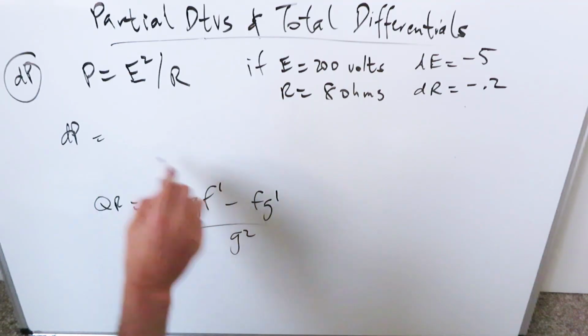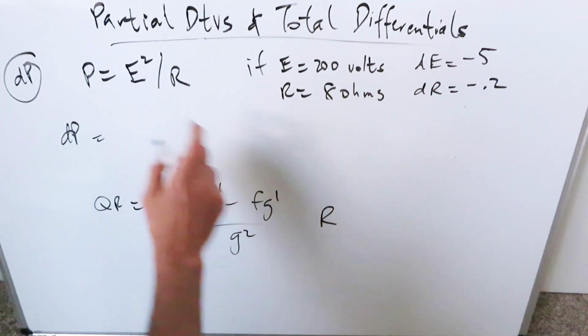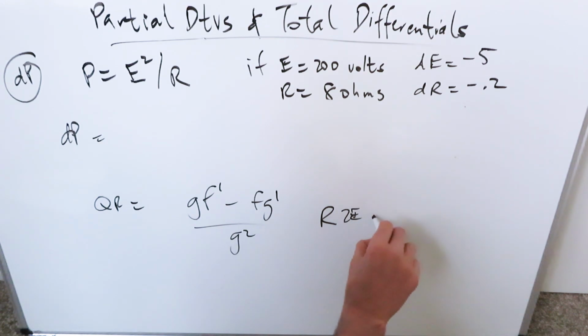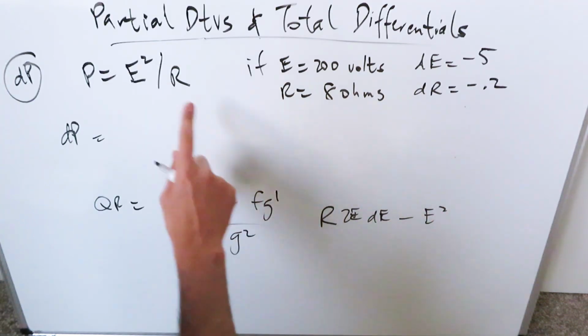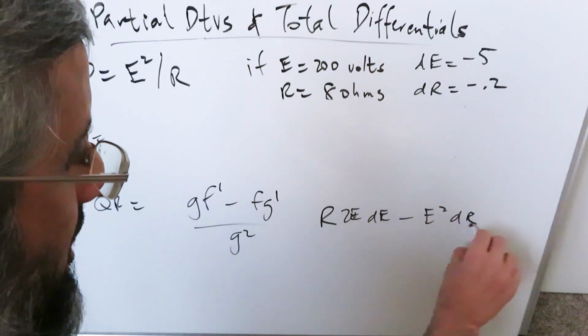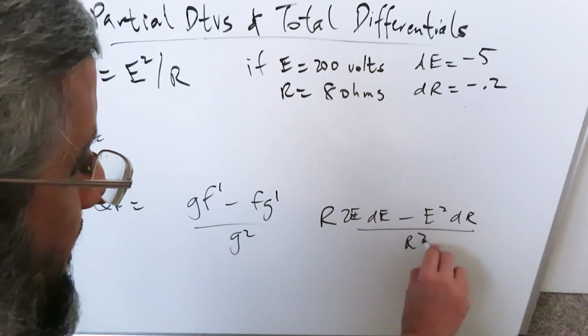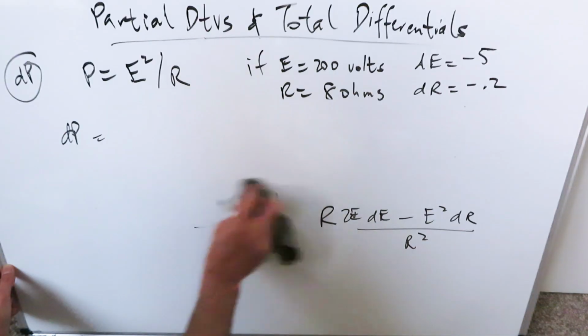G here will be, I'll see over here, r times the f function derivative, which will be 2e, and then you're looking here at a de, because that's the derivative of your f function, minus f, which is e square, times the g function derivative. The derivative of r is 1, but you're looking here at dr divided by r square.